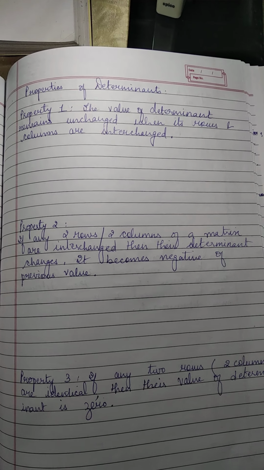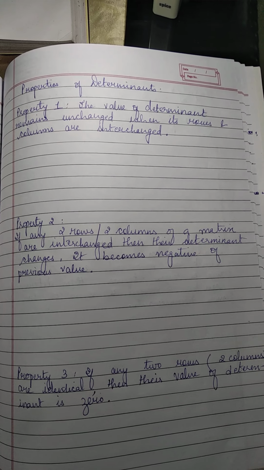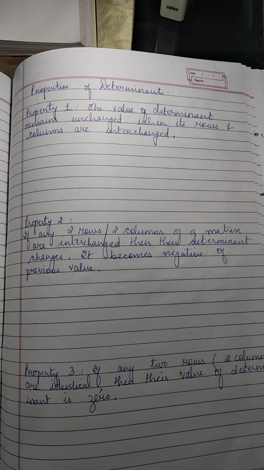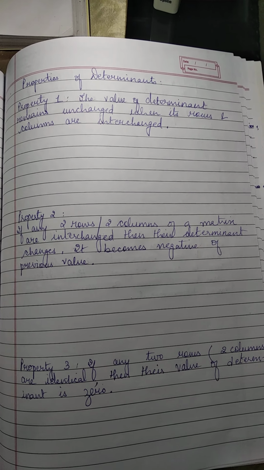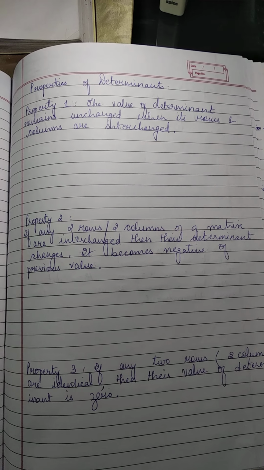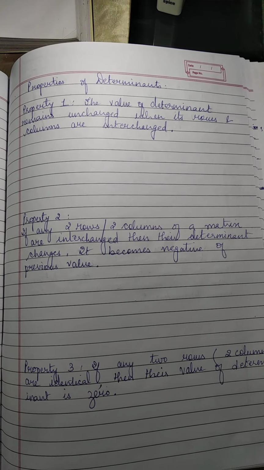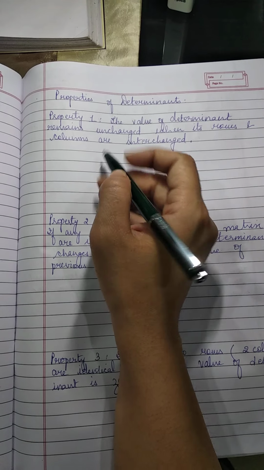Today we'll be discussing a very important topic, that is properties of determinants. So we start with the very first property, that is, the value of the determinant remains unchanged when its rows and columns are interchanged. Now what does this mean? Remember, determinant is the value associated with a square matrix.